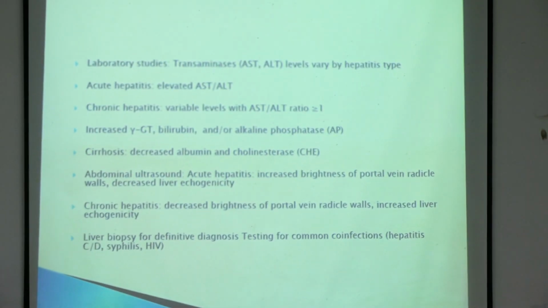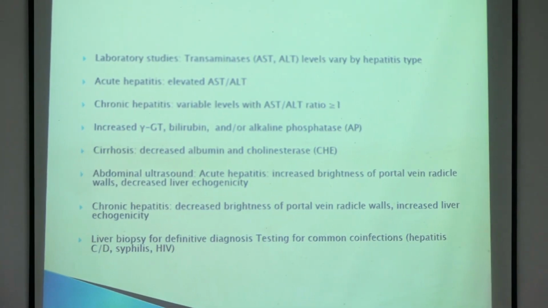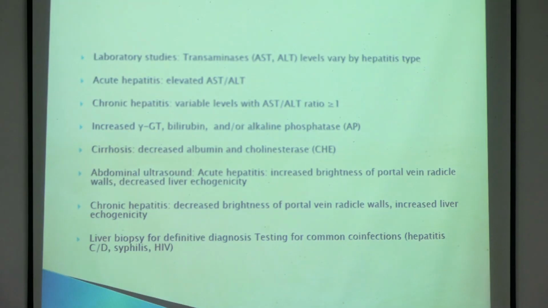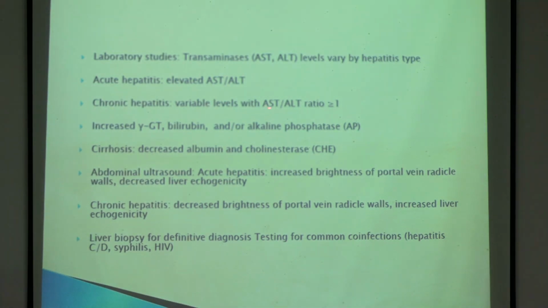Next, laboratory studies. Other tests like bilirubin will be high, AST high, ALT high, already you know this, for all hepatitis. So these are the transaminase levels: in acute hepatitis, elevated AST and ALT; in chronic hepatitis, variable levels of AST and ALT, increased gamma GT and also bilirubin, and also alkaline phosphatase. In cirrhosis you get decreased albumin and cholinesterase.